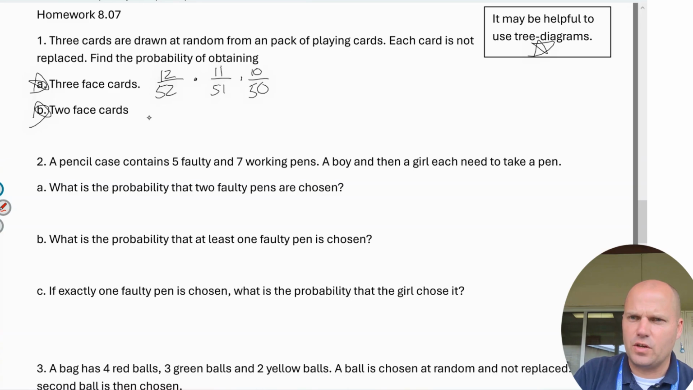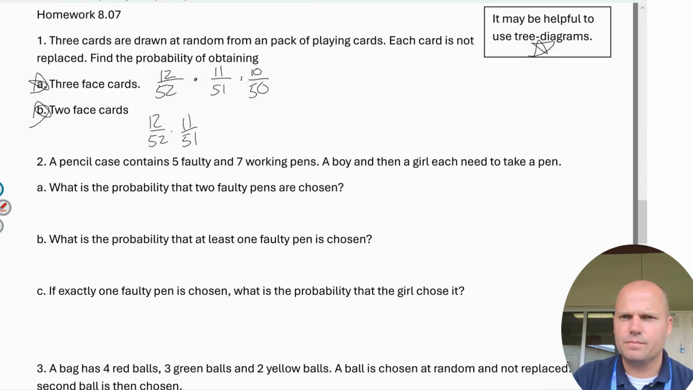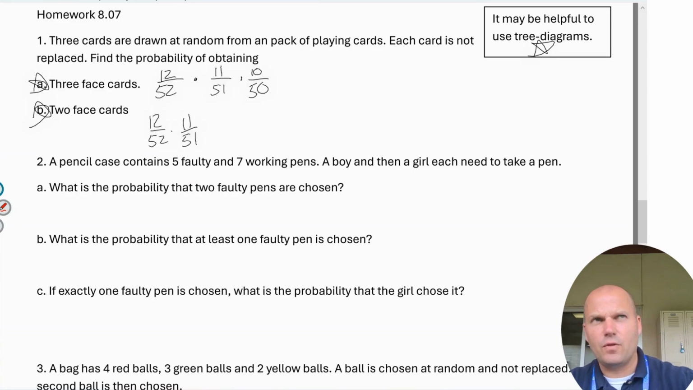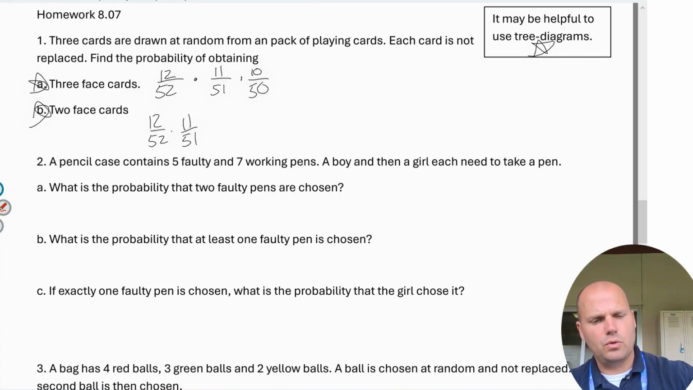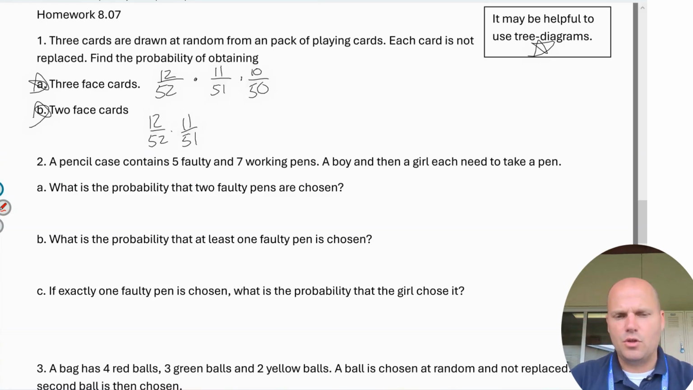If it was just 2 face cards, it'd be 12 out of 52, and then 11 out of 51. Cool. Now, if the card goes back in, then every single time you pull a card, your probability of pulling a face card is 12 out of 52. That would be repeated 3 times. So understanding things can change based on the game you're playing.